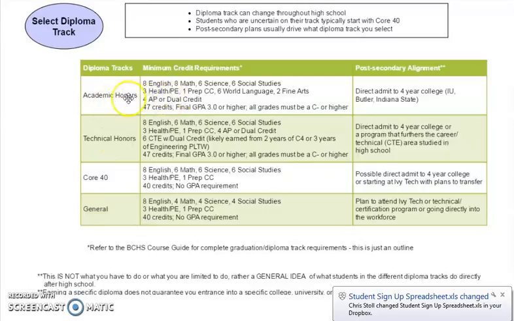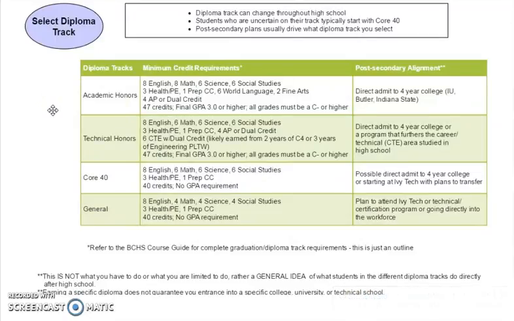A good example is Academic Honors requires a minimum of 3 years of world language, and if a student does not start taking their world language sequence early enough in the high school program, they won't have enough time to finish that requirement.